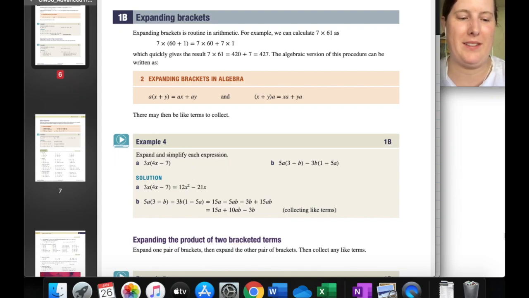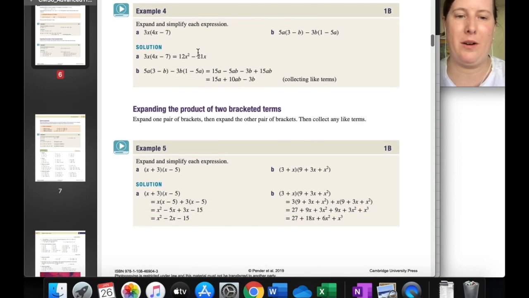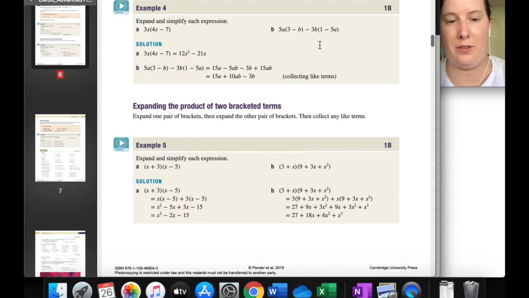Guys, welcome to exercise 1B, and it's expanding brackets. You've literally been doing this since year 7. So I'm not going to bother going through how to expand brackets. You know to multiply everything by what's on the outside and then collect your like terms after. You can go through that.